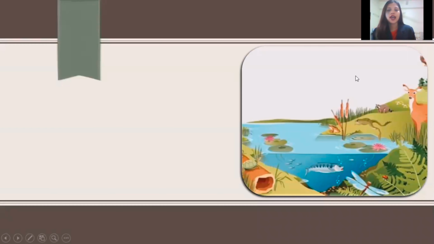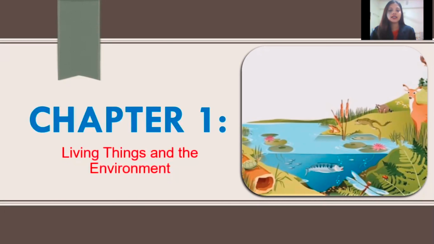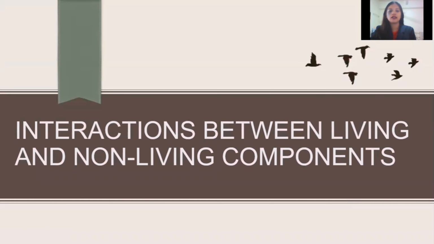Our topic for today can be found in your science textbook, Chapter 1, Living Things and the Environment. Specifically, we will discuss interactions between living and non-living components.